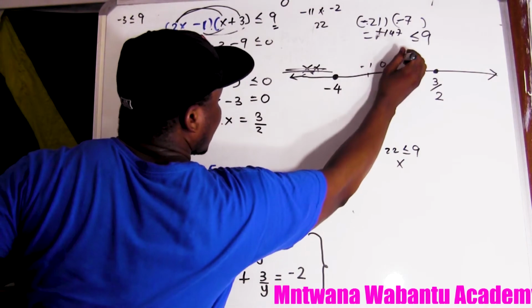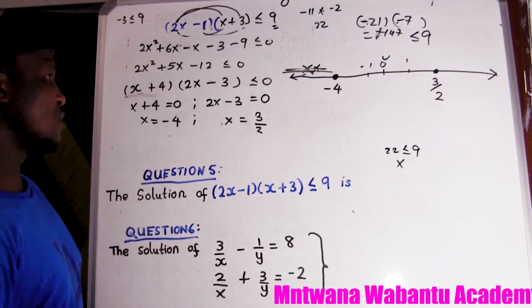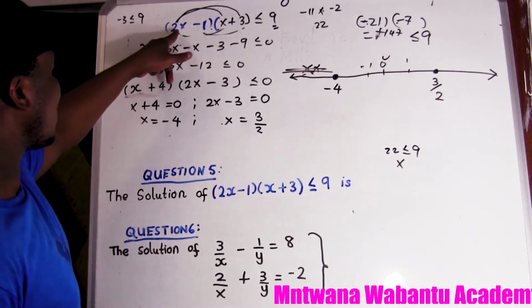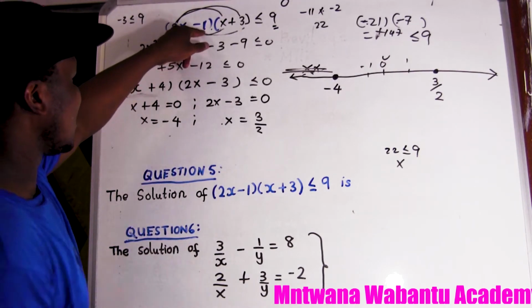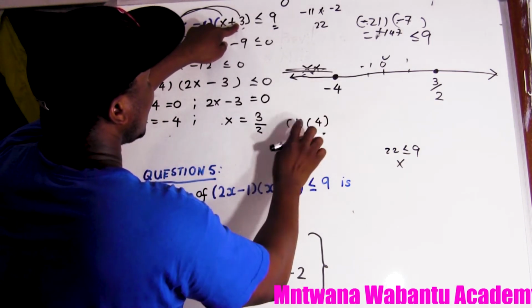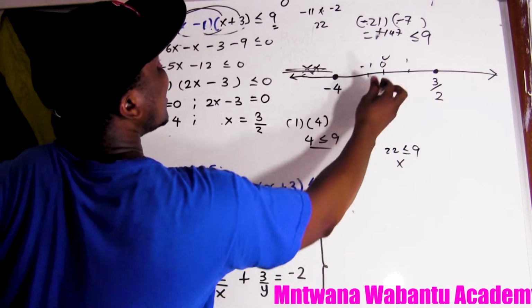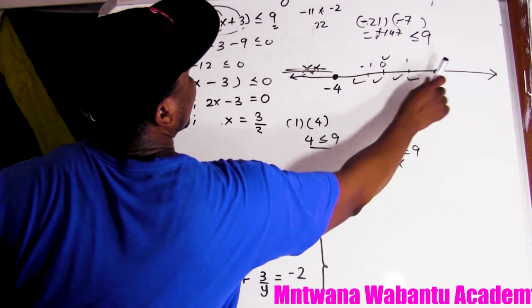So it's true. Let's try 1. You don't have to test a lot of them, maybe 1 or 2. If you put 1 here, it's going to be 2 times 1 equal to 2, minus 1 equal to 1. So it's 1 times 1 plus 3 equal to 4. 1 times 4 equal to 4. Is 4 less than or equal to 9? Yes, 4 is less than 9. So here is true. Let's try here.